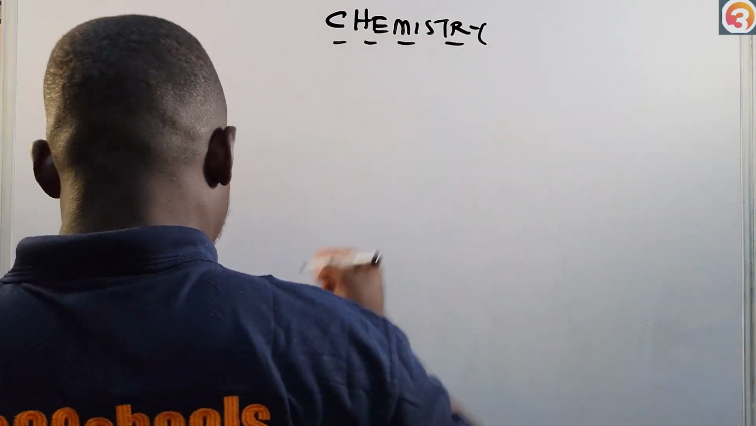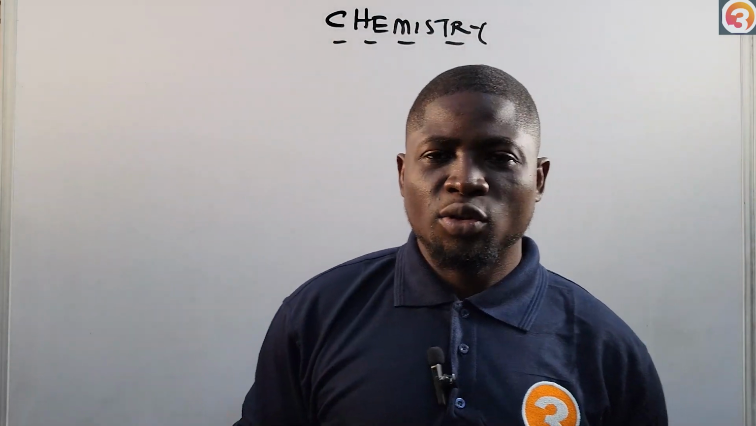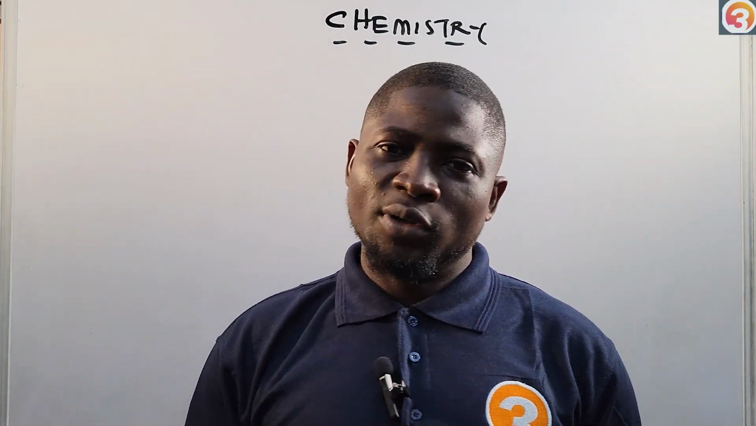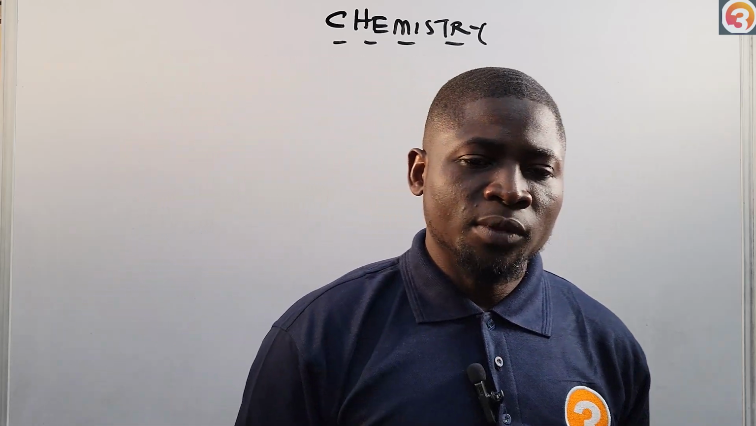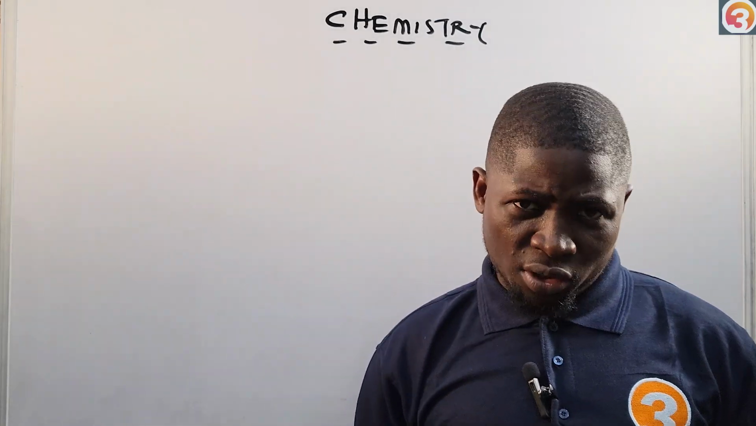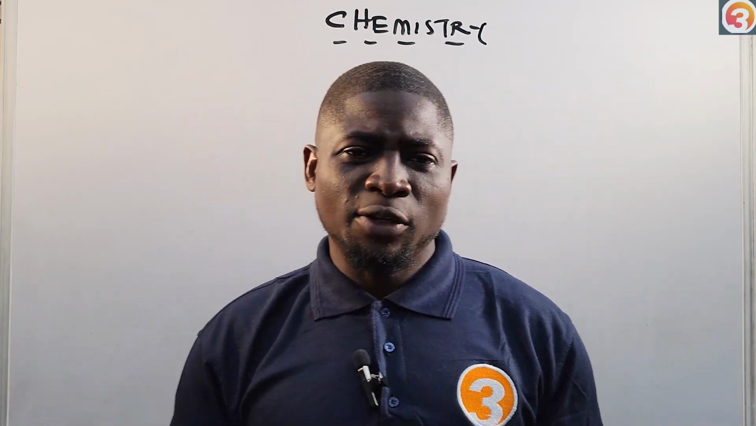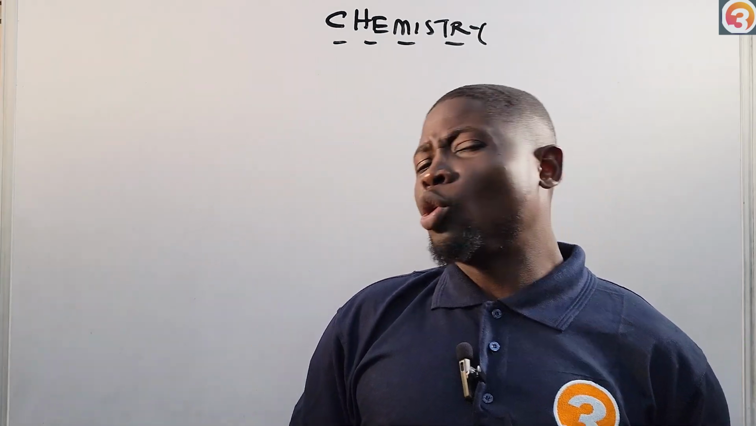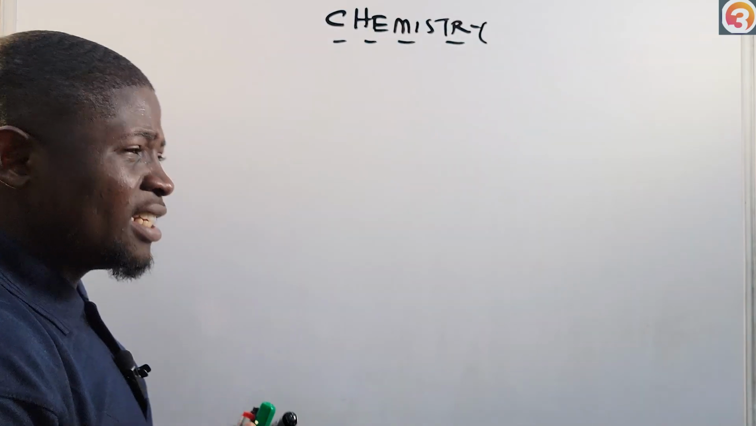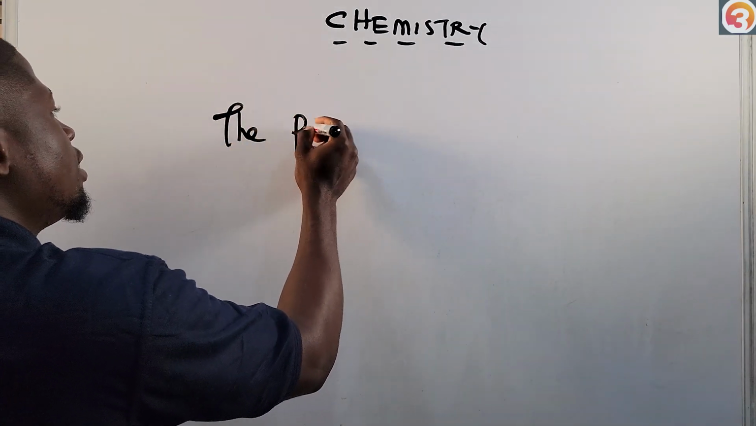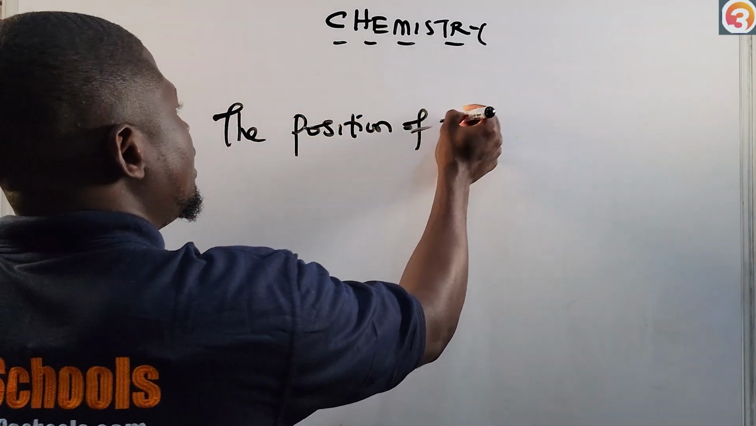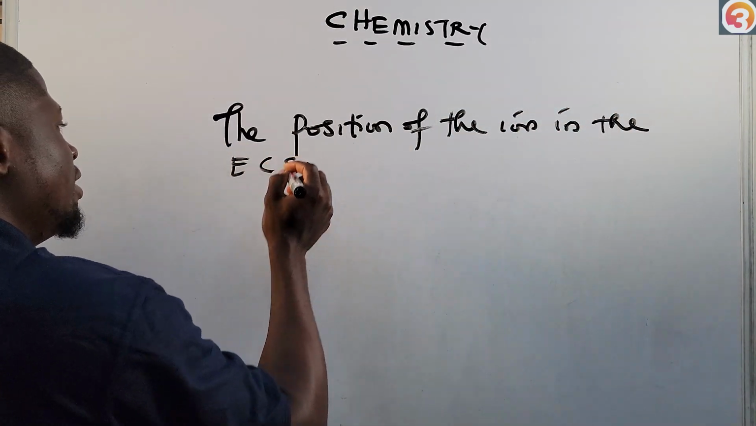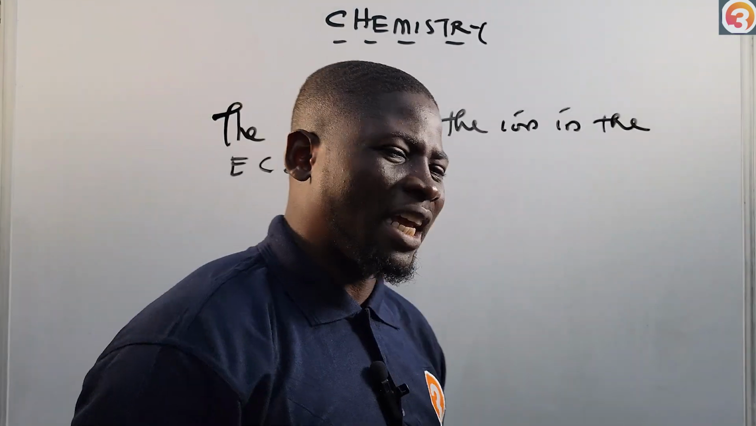And of course, we'll continue our study on the factors that govern the preferential discharge of ions during electrolysis. In the previous episode, when we were talking about discharge, or deposition rather, we talked about the three factors. One of the factors that govern the preferential discharge of ions during electrolysis is the position of the ion in the electrochemical series, the ECS.